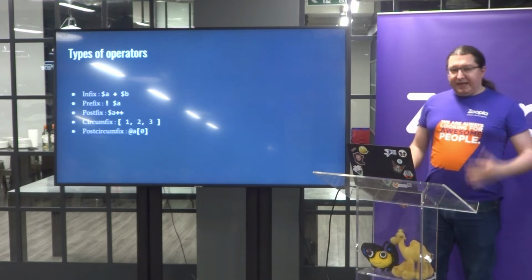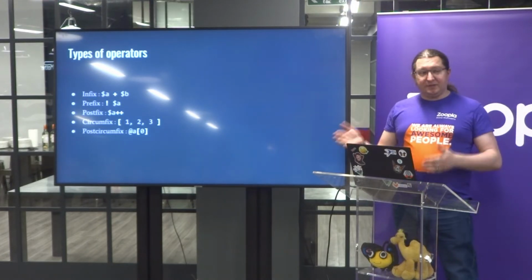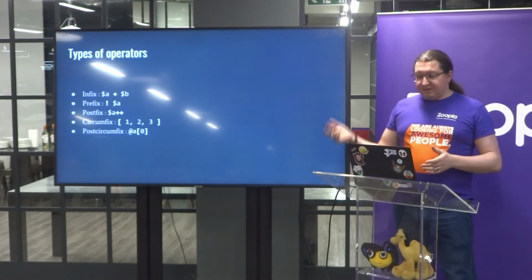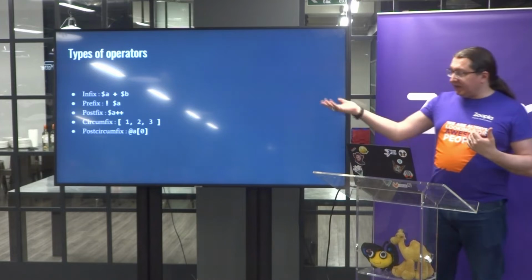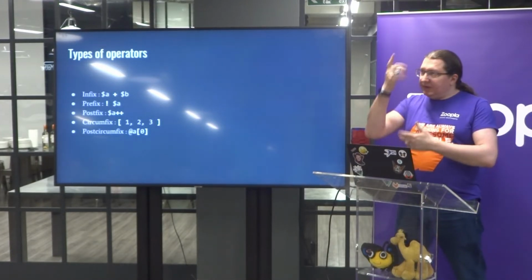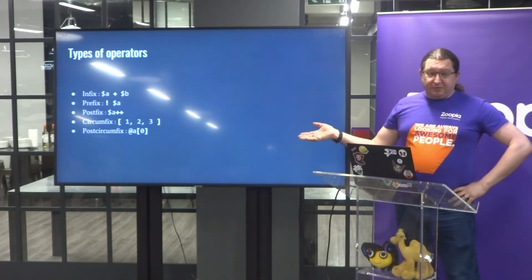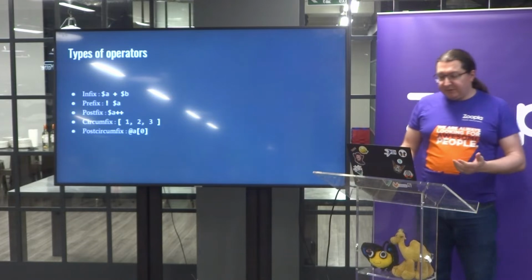So Perl6 has 5 types of operators that are defined for it. You've got the infix operator, which sits between 2 operands, in this case plus. You've got the prefix operator, which sits in front of an operand. In this case, we've got the Boolean negation operator. You've got postfix operators that sit afterwards. So in this case, we've got the postfix increment operator, nice and simple.